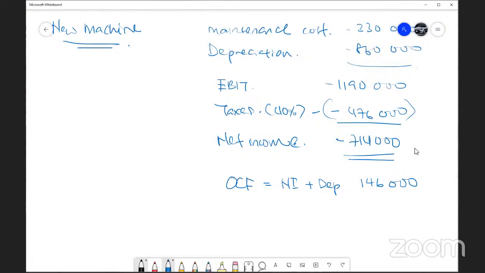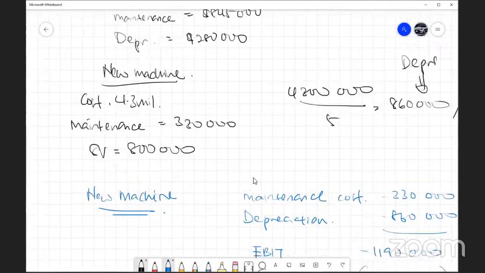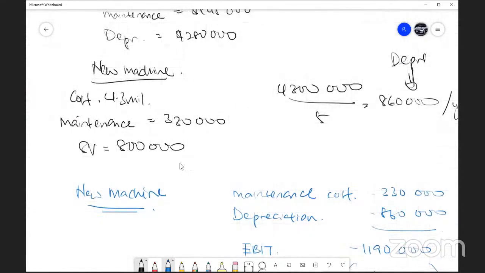So this becomes 146,000 OCF. This is the operating cash flow, which means money inflow for this machine. Next, you want to calculate the salvage value of this new machine. So let's look back. The new machine salvage value is $800,000.